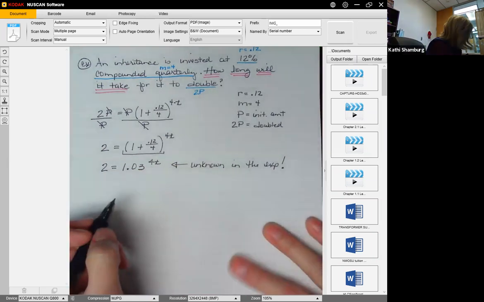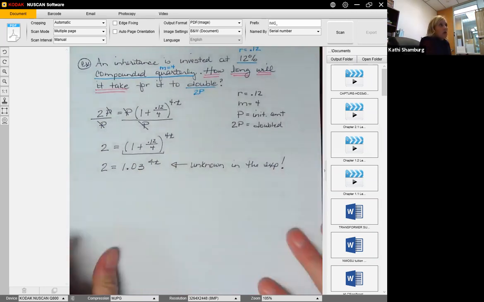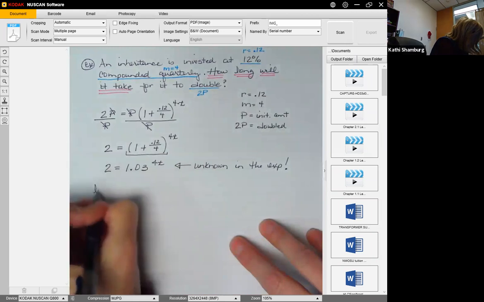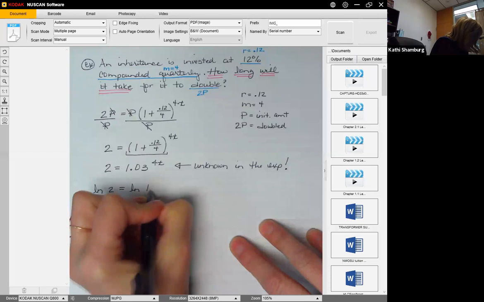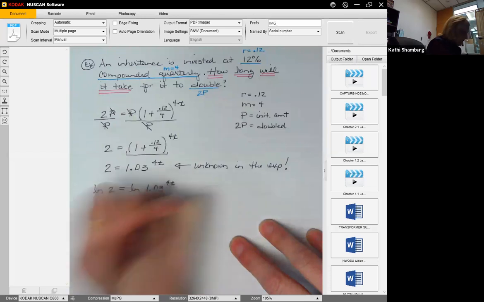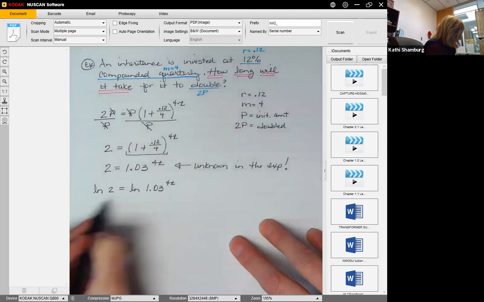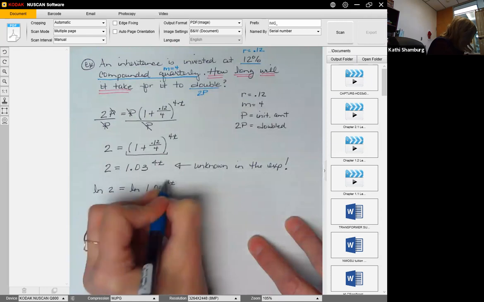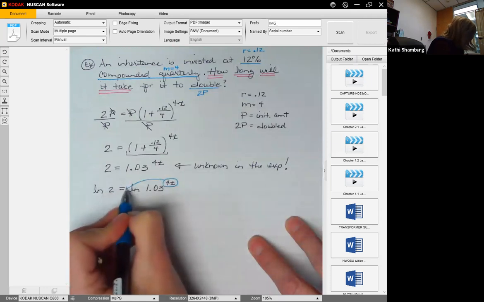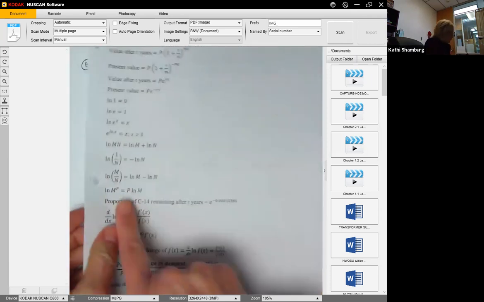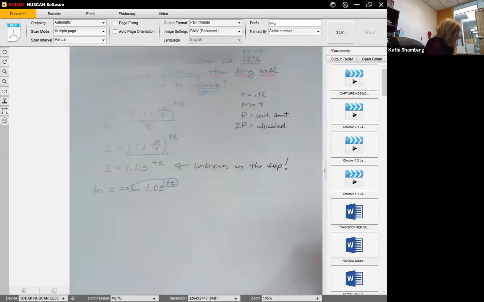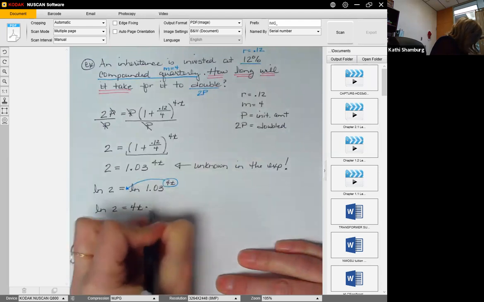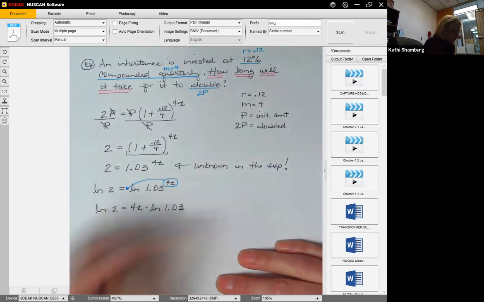All right, so what we're going to do is, as long as in equations, whatever you do to one side, you do the exact same thing to the other, then it is allowed. So we're going to take the natural log of both sides. So the natural log of 2 equals the natural log of 1.03 raised to the 4t. Now we're going to start applying our properties. Well, there's no property that goes along with this. It's just a single natural log, so we're okay. Here, I'm going to take this exponent and move it over here. And of course, that is applying this property right here. So that would give us the natural log of 2 equals 4t times the natural log of 1.03.